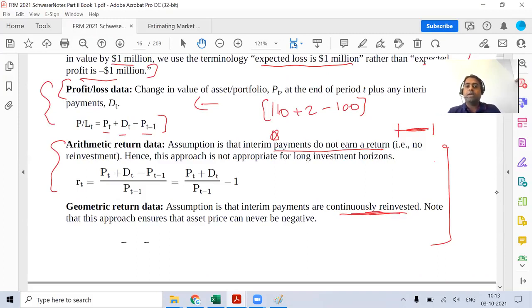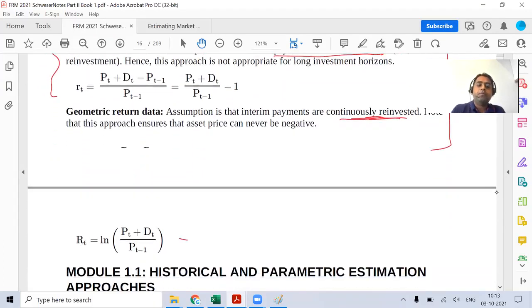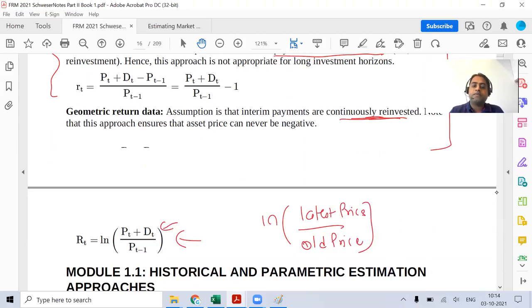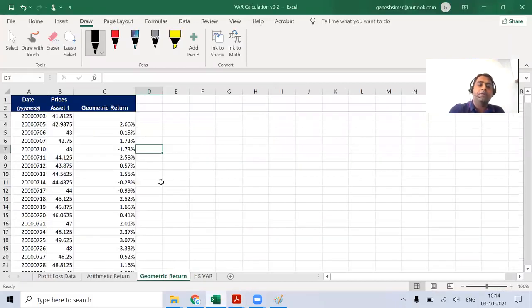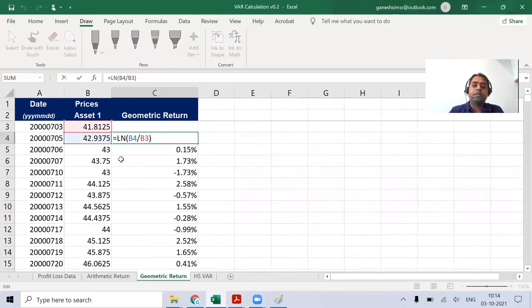I'll come to this part in terms of the calculation, but I'll first show you the formula. Look at the formula. What they're primarily trying to do is take the natural log of the latest price divided by the old price. If I take you to the next part in the calculator, with the same data points, I've just taken the natural log of 42 divided by 41.